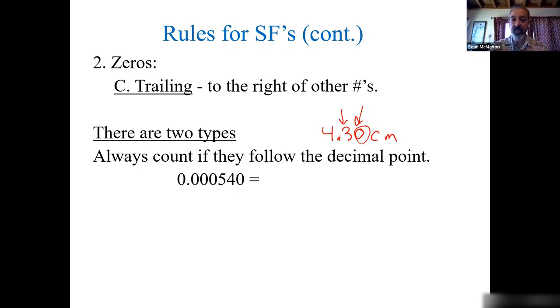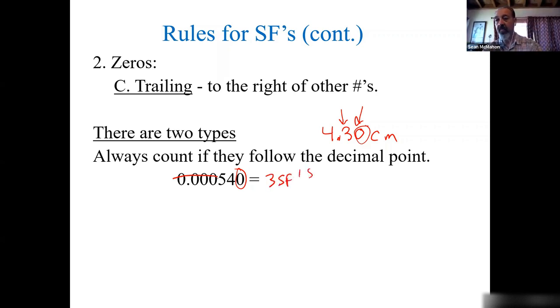So in this case, again, the ones to the left, this is why it's tricky for people. These don't count. Okay. This one does because it's going to that placement. I'm following it. It's trailing. So in this case, I have 3 sig figs.